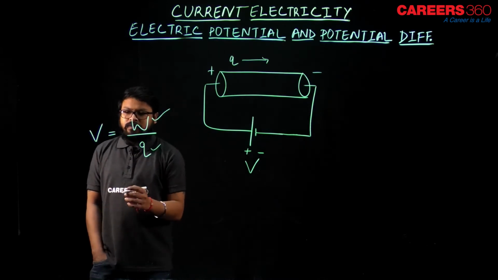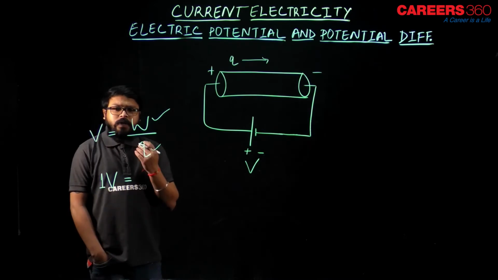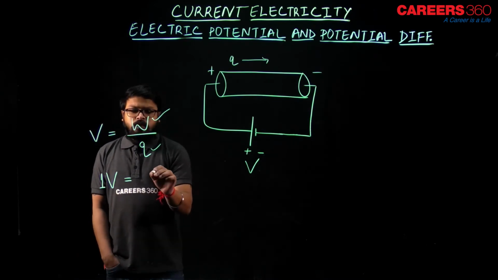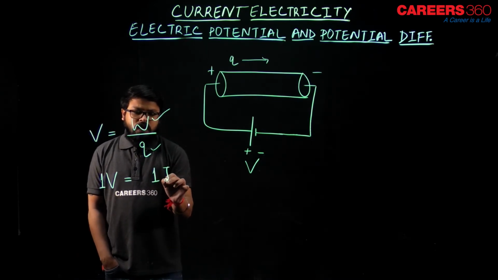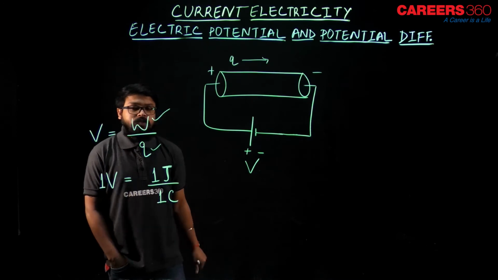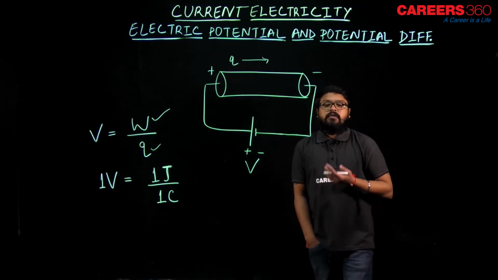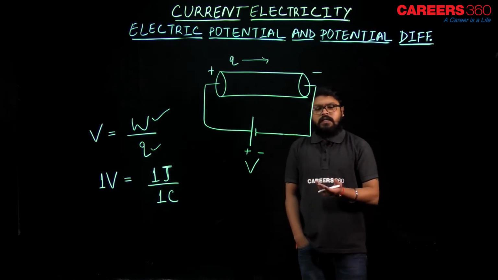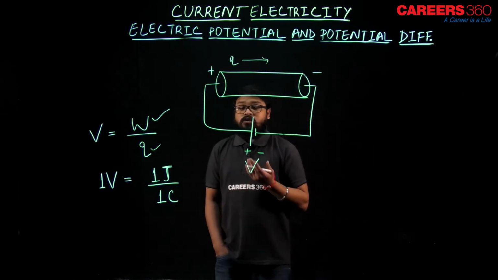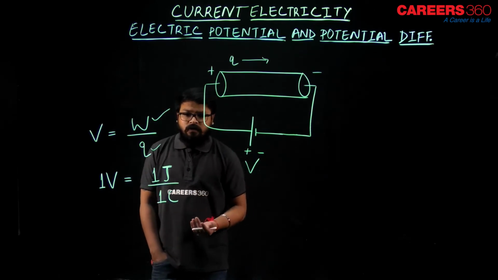So, from here what can we say? 1 volt is the potential difference in which 1 joule of work is done in order to move 1 coulomb of charge. You can say it that way also. So, 1 volt of potential or potential difference across the conductor is nothing but 1 joule of work done in order to move 1 coulomb of charge.